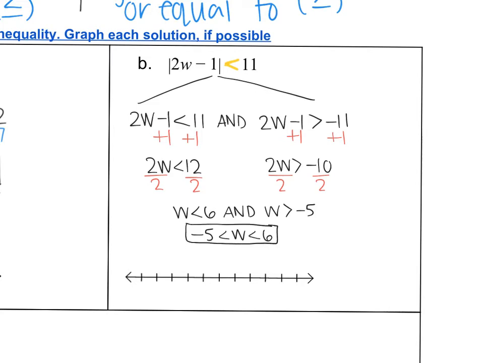There's my final answer. So let's go ahead and graph that. I think I'm going to have to start all the way down here with negative 5, and hopefully we have room to fit up to 6. Looks like I'm just going to add one more dash here so we can get to 6. I'll need open circles at both of those, and because it's an and inequality, we're joining those two inequalities like that. Let's take a look at the next one.